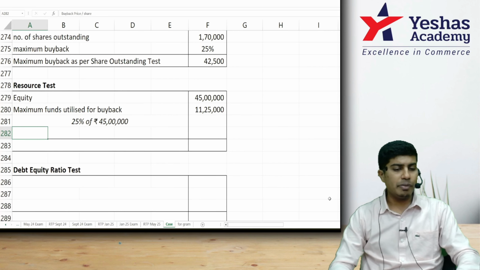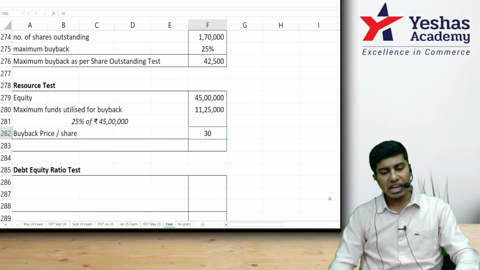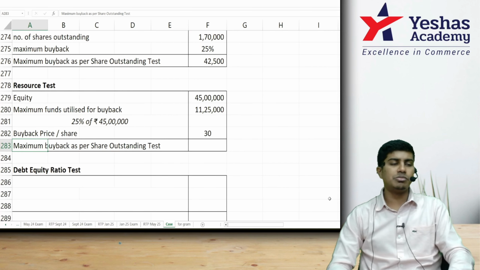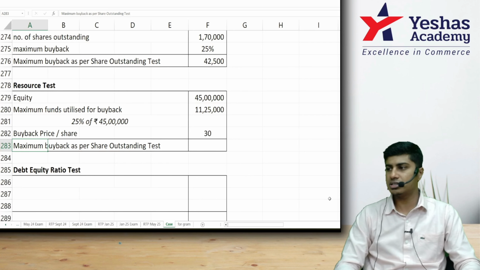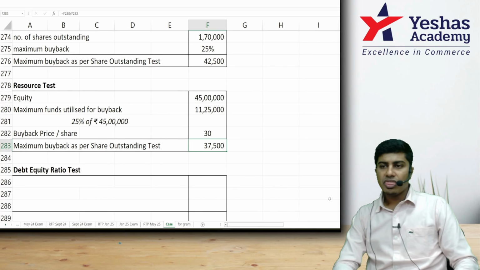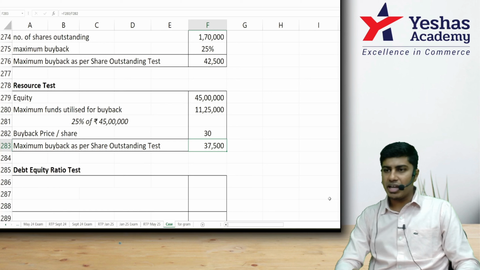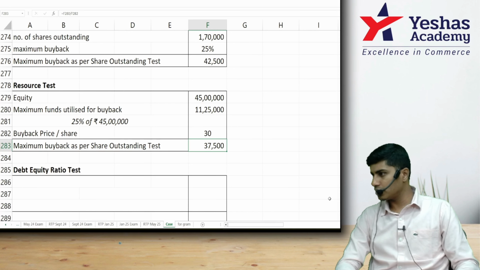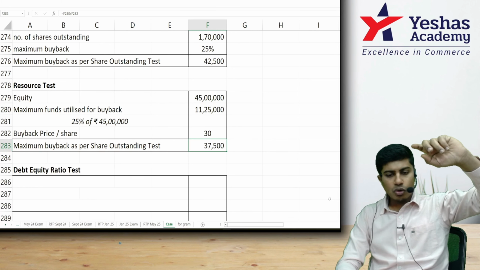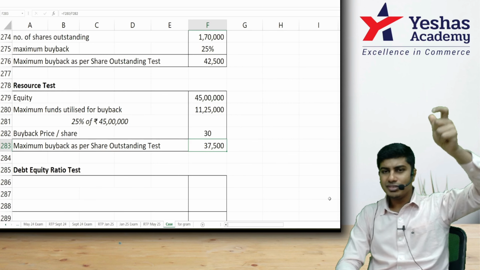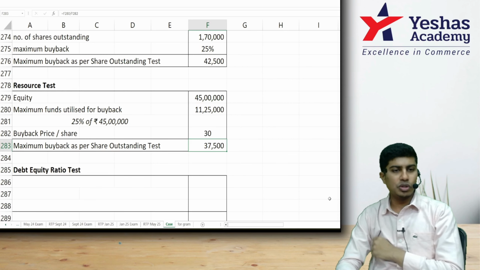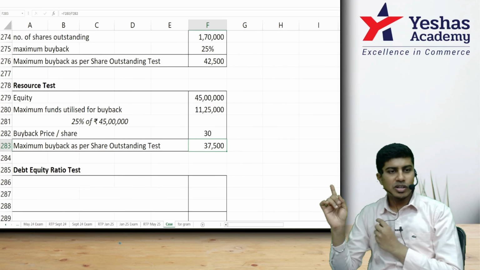Each share is bought back at rupees 30. So divide 11 lakh 25,000 by 30, you will get the maximum shares that I can buy back considering this test. How much is it? 37,500 shares can be maximum bought back using this resource test. This is the maximum limit. Are we going to do 37,500 or 42,500? Whichever is less, we need to comply with both conditions. Plus one more. What is the next one?